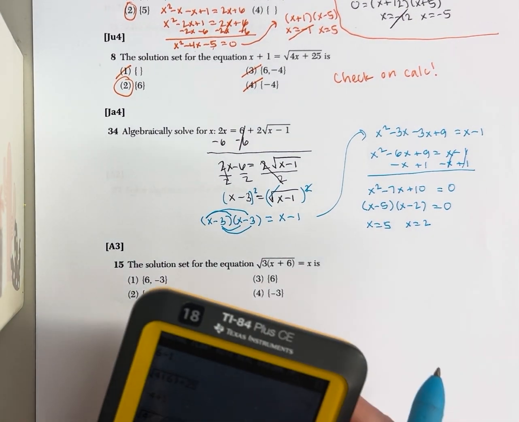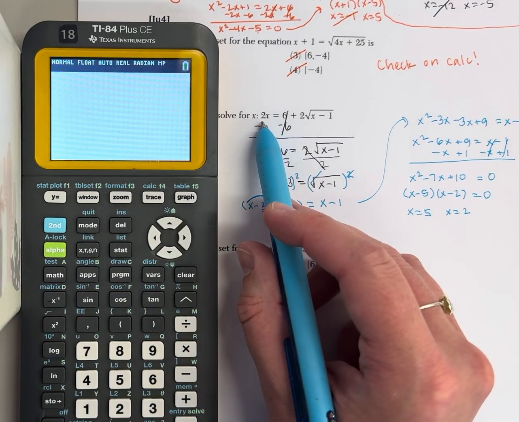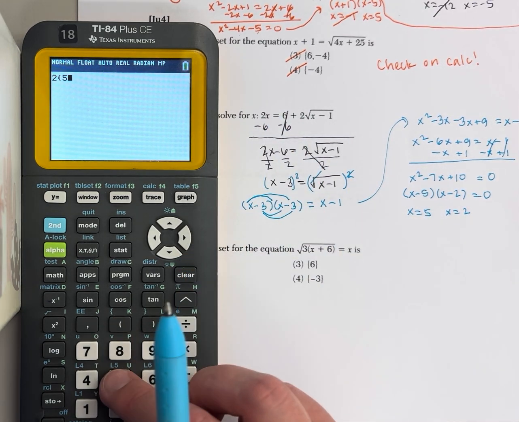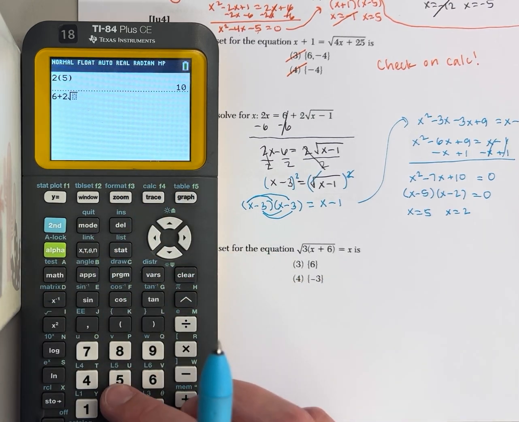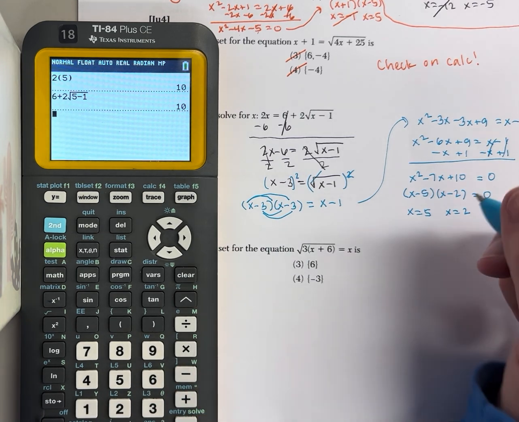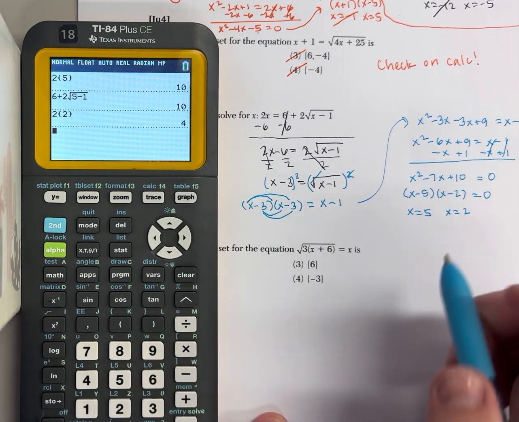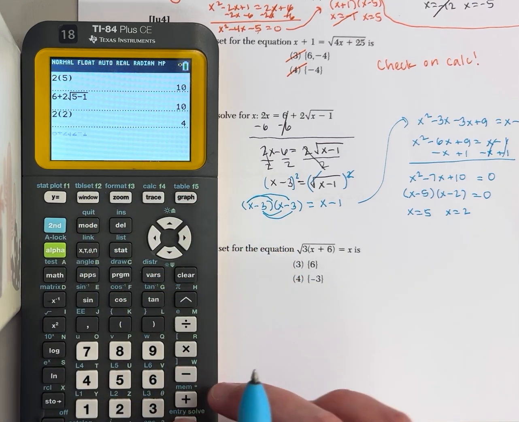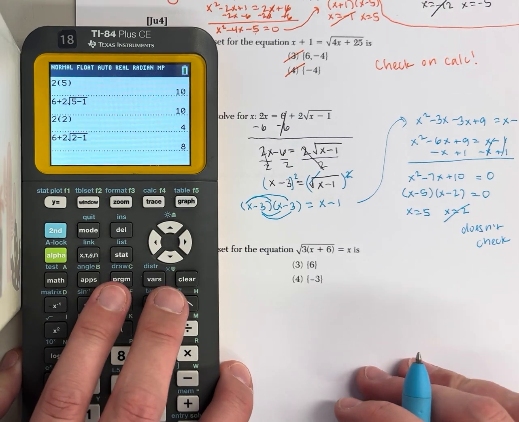Now I'm running out of space, so I should probably show a check, but let's check. If I'm going to check 5, I'm going to plug in 5 in the original. The original is just 2 times 5 on the right side. That's 10. And then 6 plus 2 radical 5 minus 1 is also 10. So this works. And then 2 times 2 is 4. And 6 plus 2 square root 2 minus 1 is 8. So 2 does not work. Check. So 5 is the only answer.